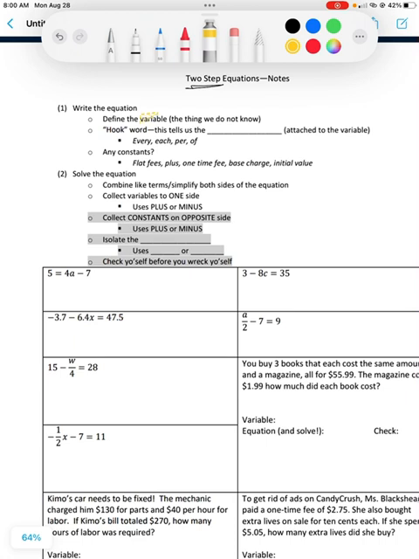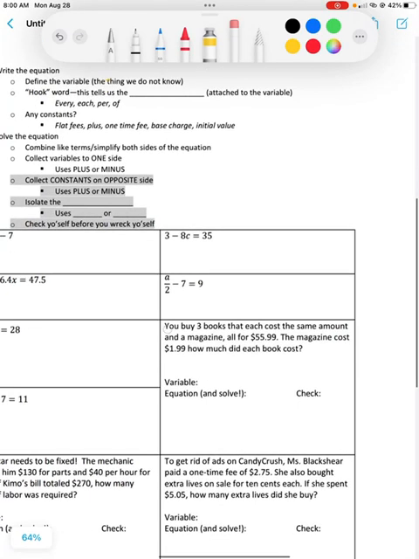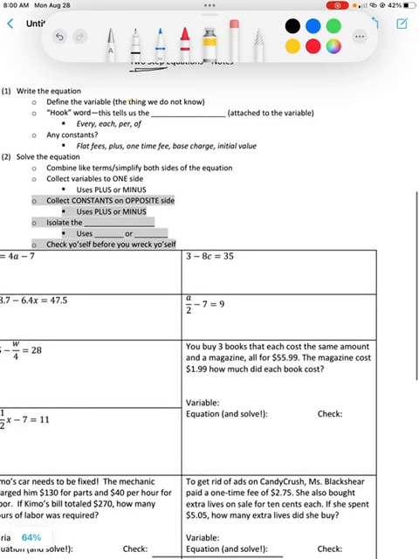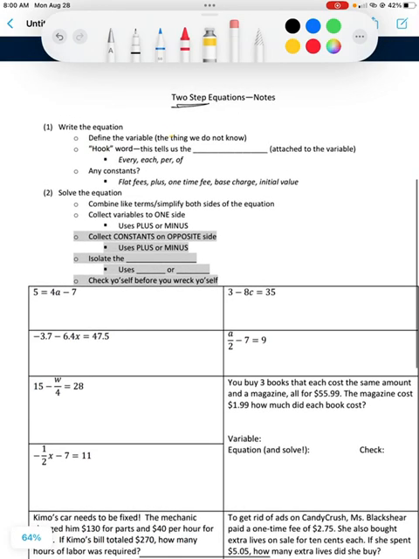So you might use something like x to represent, for example, you buy 3 books that each cost the same amount. We don't know the price of the book, so we might use x to represent the cost of the book. While we're doing that, we're going to define a hook word, which tells us what the coefficient is.